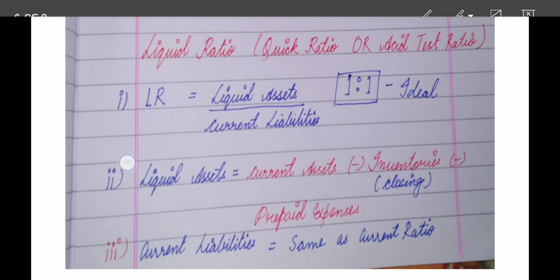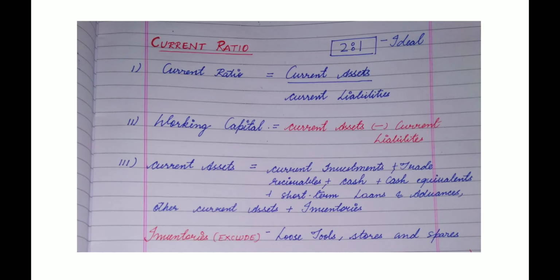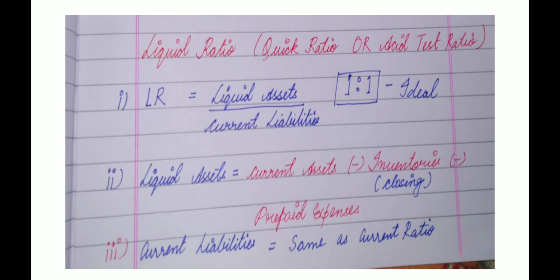Current liabilities include what? All the current side components of the balance sheet are included in current liabilities here. Okay. How can you find liquid assets? It can be calculated as current assets less inventory, that is closing inventory, less prepaid expenses. Current liabilities are the same as in the current ratio.